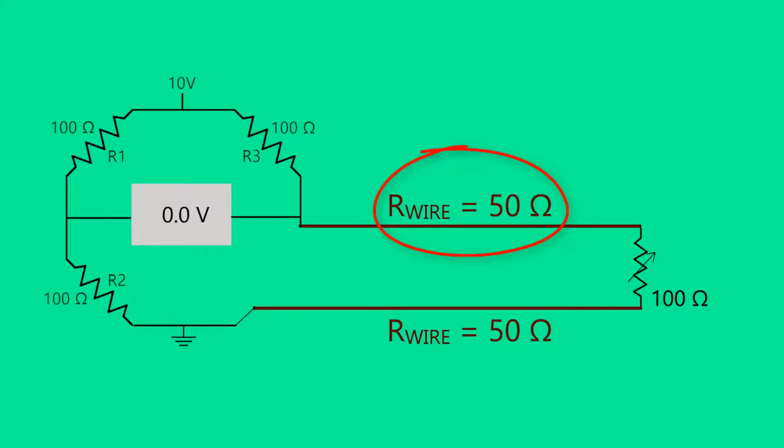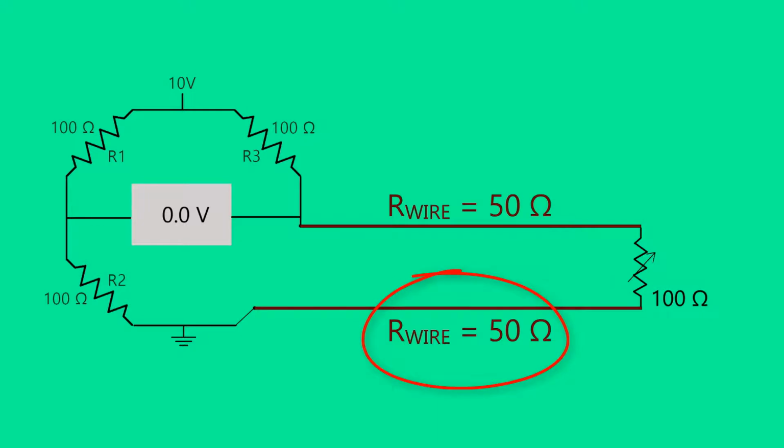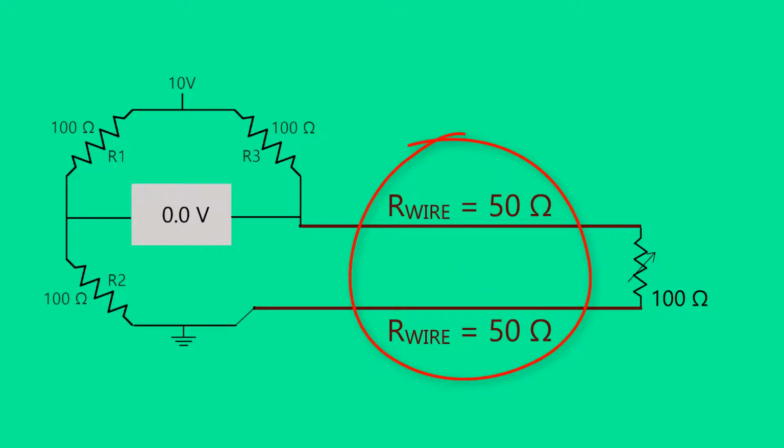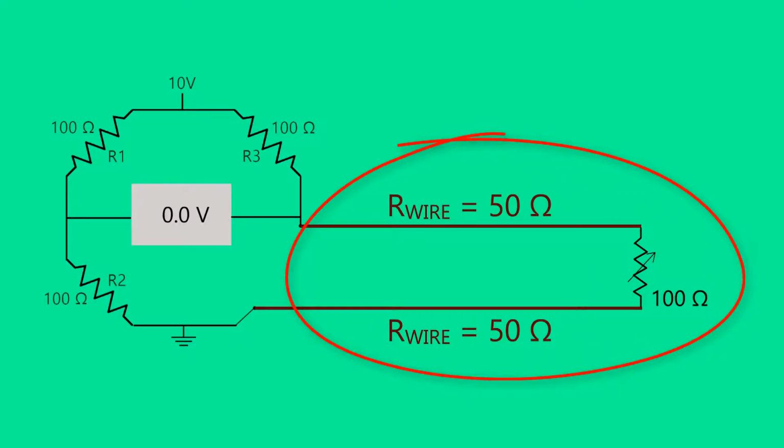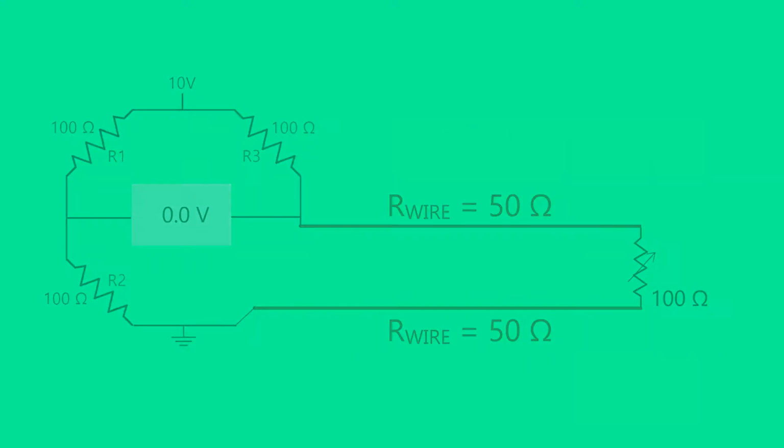In this example, the resistance of each conductor connecting the variable resistor is 50 ohms. The combined resistance of both wires is 100 ohms. The resistance of the conductors creates problems in the bridge circuit. Let's examine how typical RTD connections correct this problem.